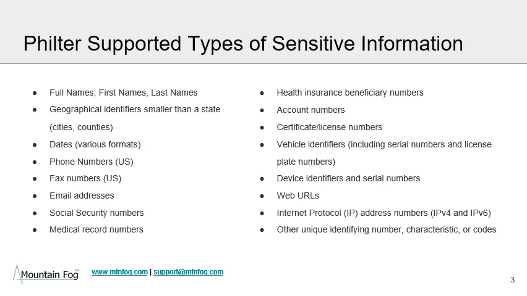Out of the box, Philter supports many types of sensitive information. The types shown here are common types of PHI and PII. The types of sensitive information identified by Philter can be selected based on your needs. For example, you may only be interested in phone numbers and email addresses. You can configure Philter to just look for those two types.